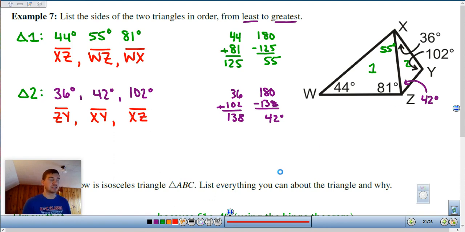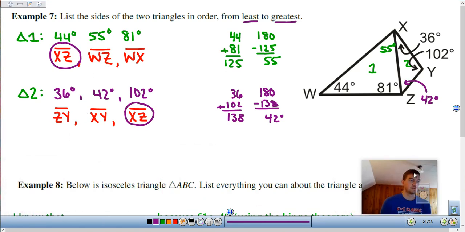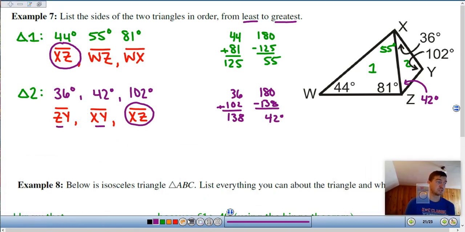Now we do have a shared side, and that's how we're going to know overall how these compare. You know, XZ is the largest side in triangle 2, but in triangle 1, XZ is the smallest. So what does that say about XY? How does XY compare to WZ? We know XY is smaller than XZ, and we know XZ is technically smaller than WZ, so XY must be smaller than WZ, which means these two are the shortest two sides.